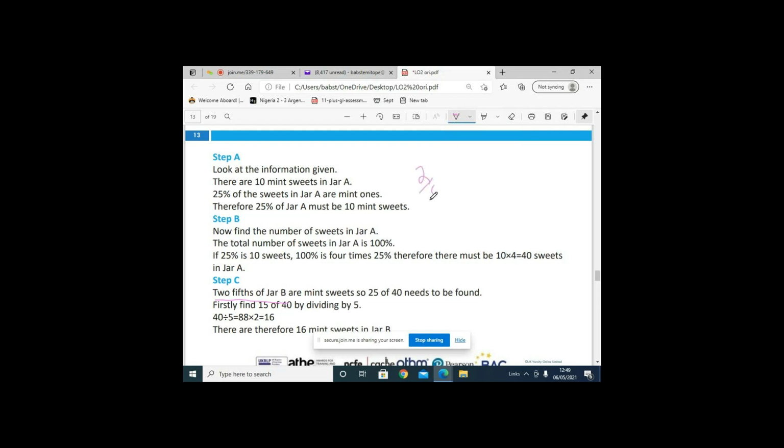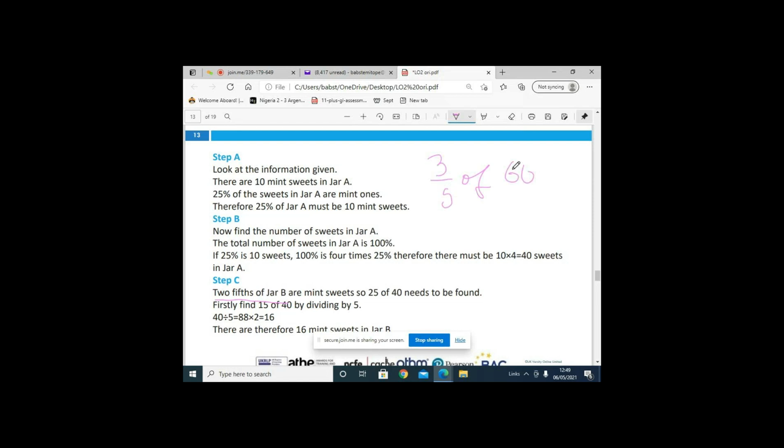So it's 2/5 of 40. You will do 40 divided by 5. That is 8. Then 8 times 2. That's going to be 16. So there are 16 mints in jar B. Okay. So let me just ask you, what about 3/5 of 60? 3/5 of 60. What is it?